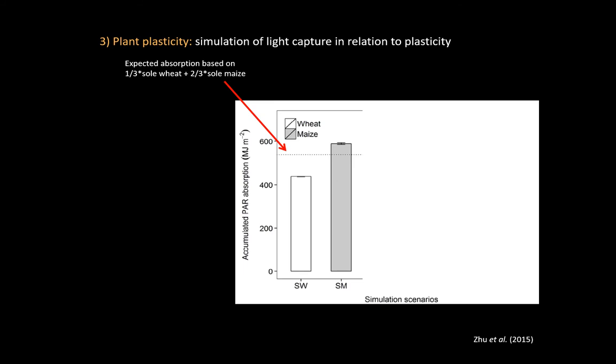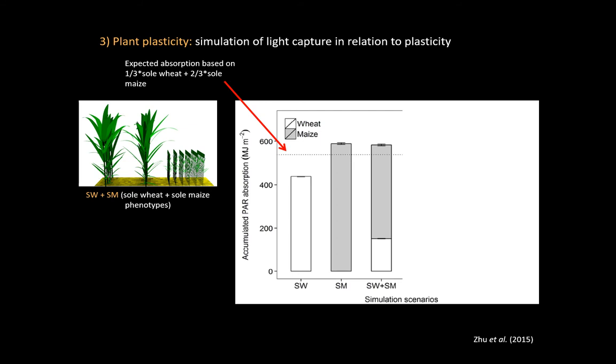You can see here in this figure on the y-axis is the accumulated PAR over time, so for the whole season. The white bar, so SW is soil wheat and SM is soil maize, so these are the soil crops. And the dotted line here is the expected accumulated absorption based on 1/3 of the soil wheat plus 2/3 of the soil maize, because that is the land use proportion that these species have in an intercrop of wheat and maize. 1/3 of the area is covered by wheat and 2/3 is taken up by maize. So if you simply take the yields of the monocrop and use these proportions, you can calculate an expected total light interception of such an intercrop if the phenotypes would be identical to those in a monocrop.